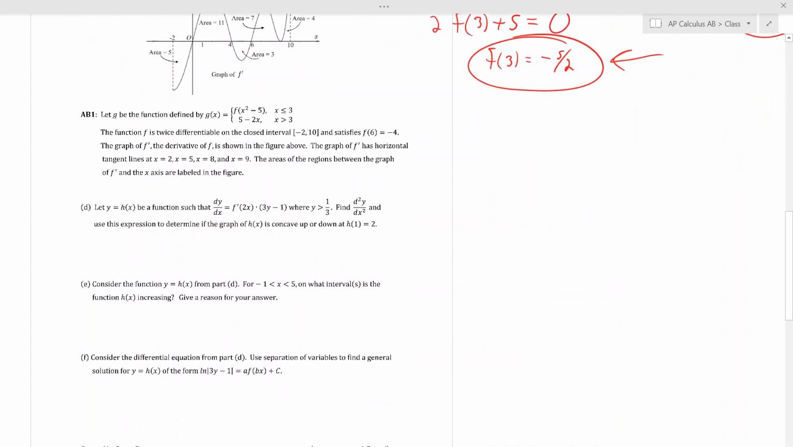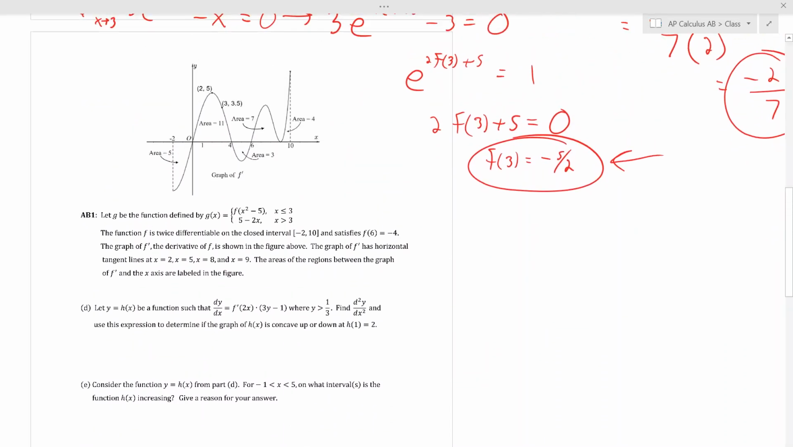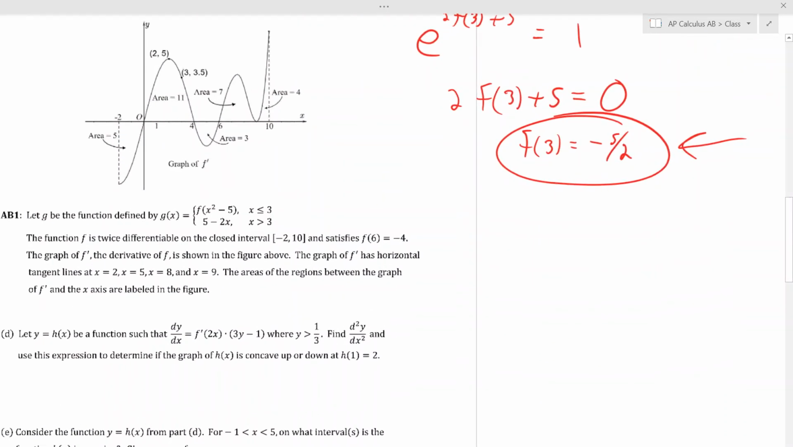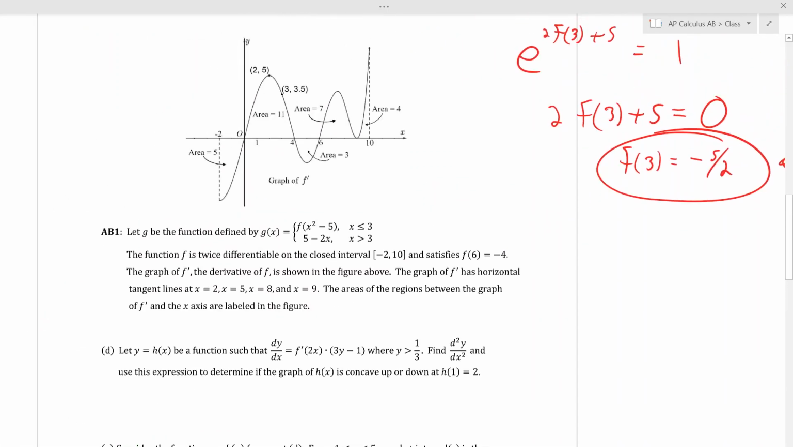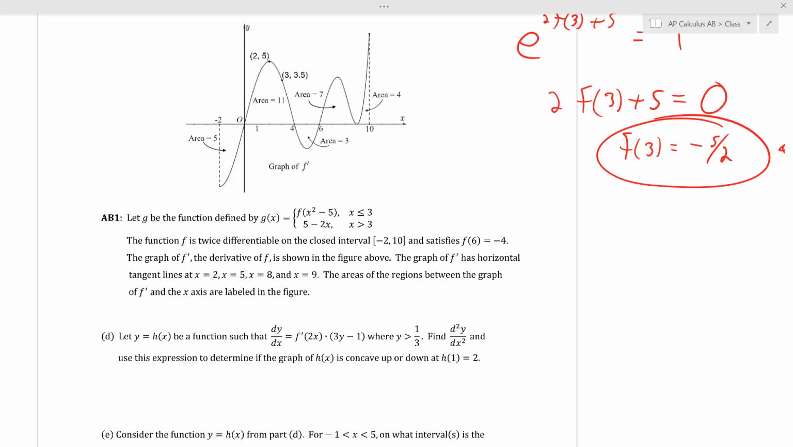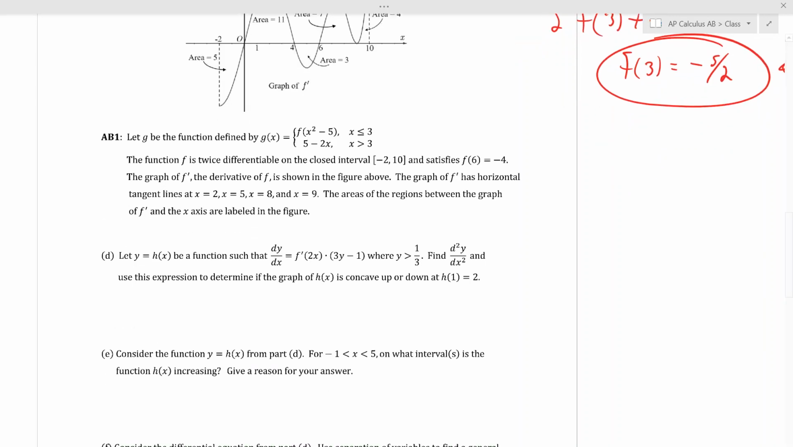But anyway, we got 5 minutes left. We're not going to finish this whole question. But let's just take a look at part D here. So we're on the second page here, and it's all the same stuff, right? But part D gives us the derivative of h for whatever reason. So they're making up some new function, and they're telling us that the derivative is this.